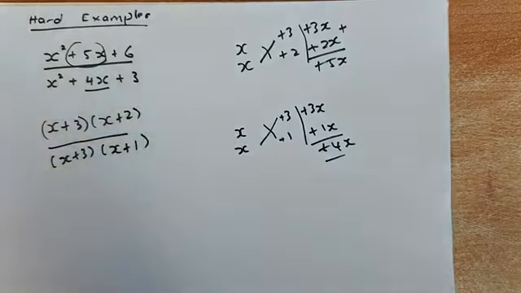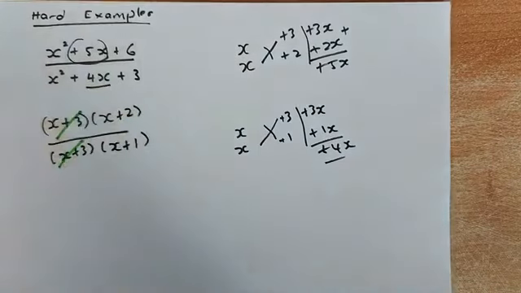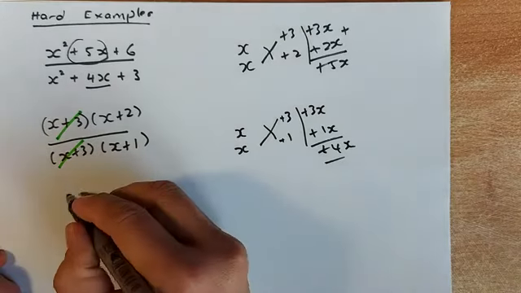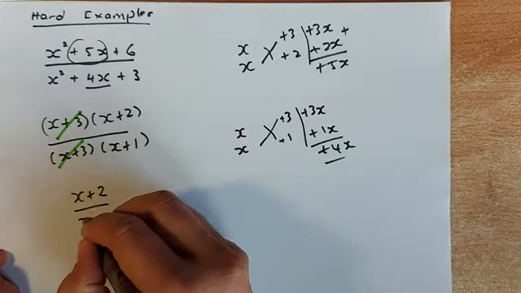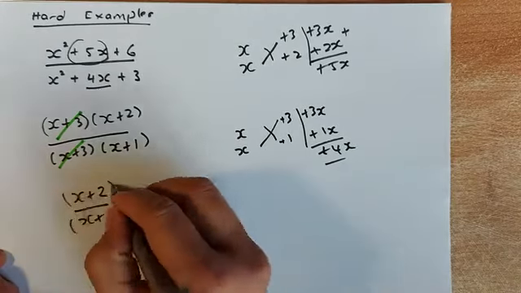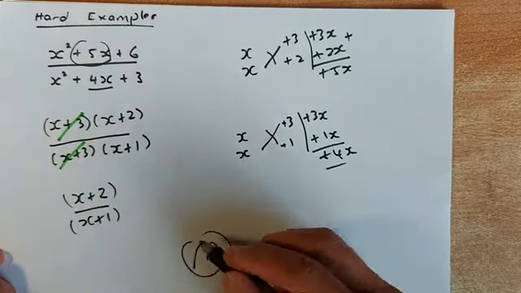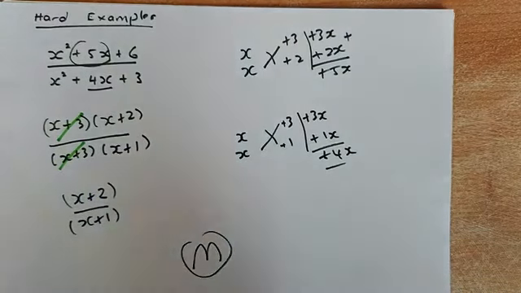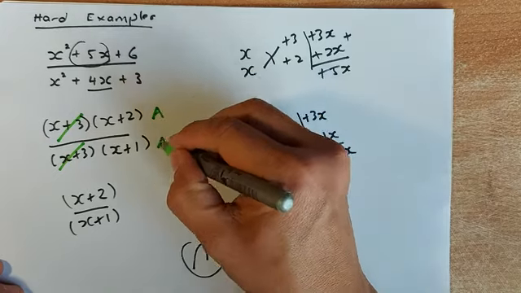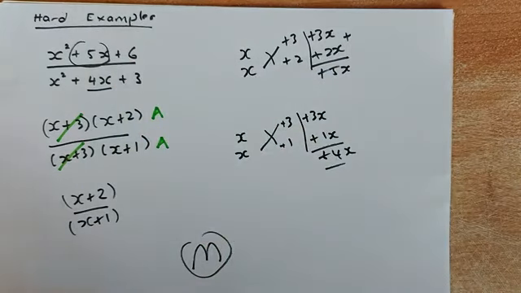And the last step, of course, you need to cancel out the common factors. So x plus 3 is common. And what's left is x plus 2 over x plus 1. And that will give you a merit. But if you get either one of them right, that's an achieve, and another achieve. If you get both of them and you cancel them out, that will be a merit.